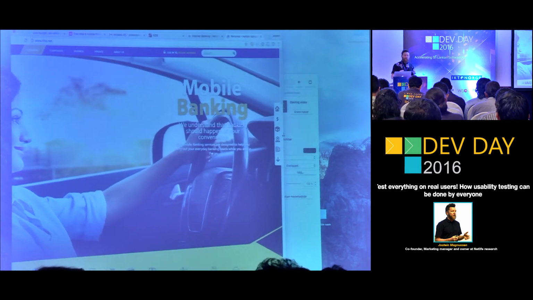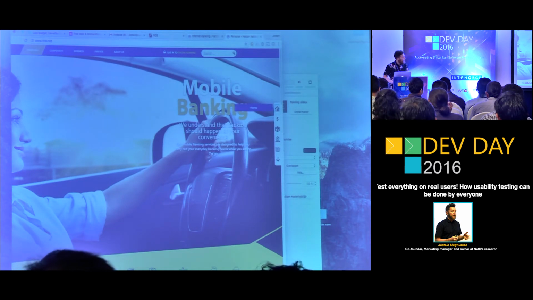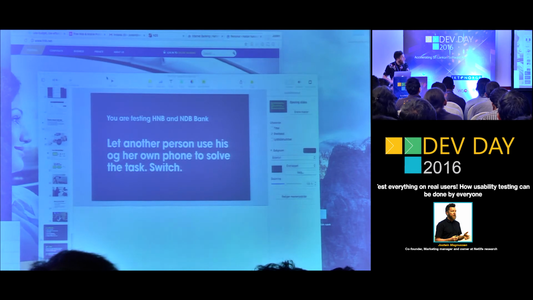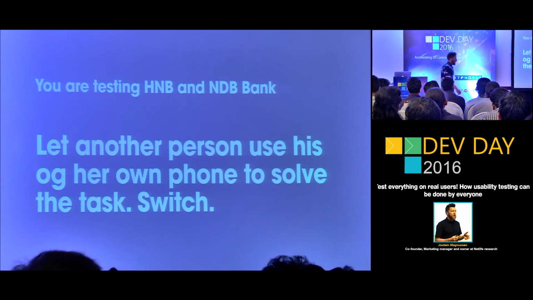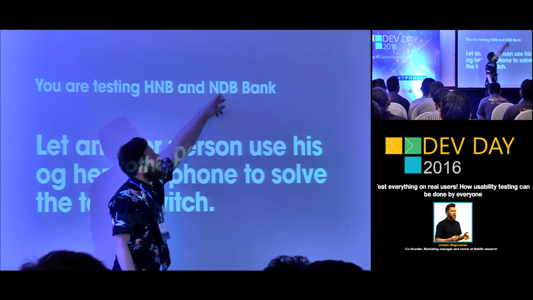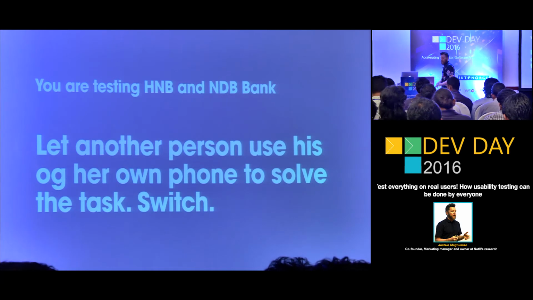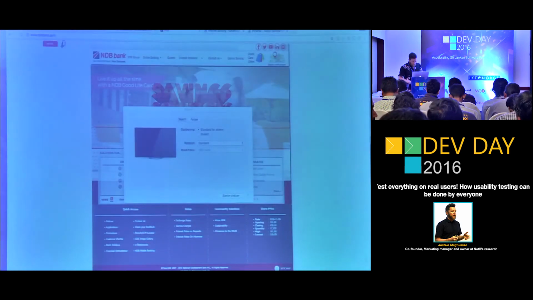Okay, we have time for another small exercise, and it's the same, but you now switch roles so that the other person could also do this. And now you use the same tasks, but for MDB Bank. So you switch roles, so now it's the other person that is navigating. Okay.